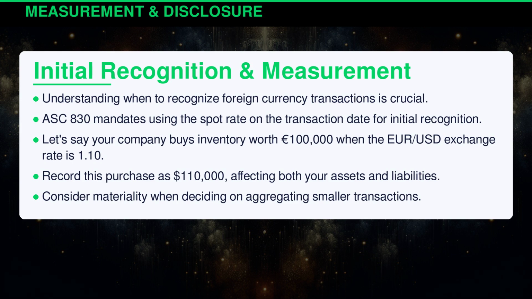Understanding when to recognize foreign currency transactions is crucial. ASC 830 mandates using the spot rate on the transaction date for initial recognition. Let's say your company buys inventory worth 100,000 euros when the Euro-USD exchange rate is 1.10. Record this purchase as $110,000, affecting both your assets and liabilities. Consider materiality when deciding on aggregating smaller transactions.